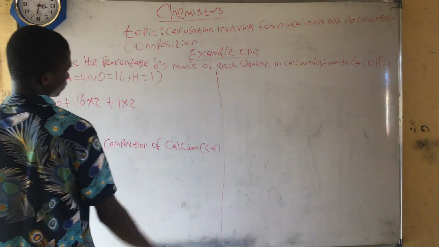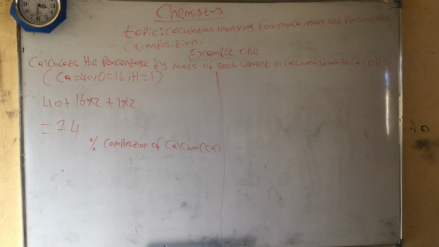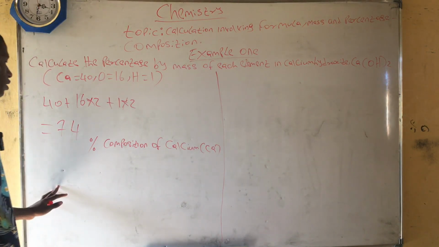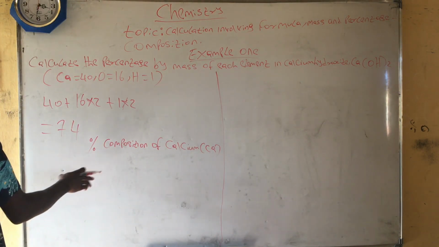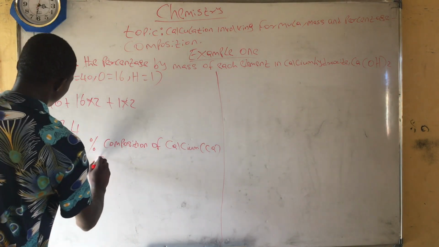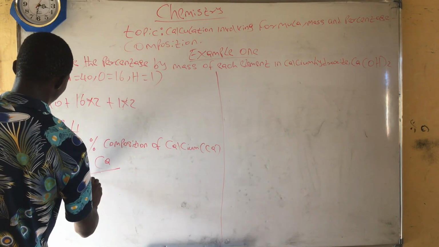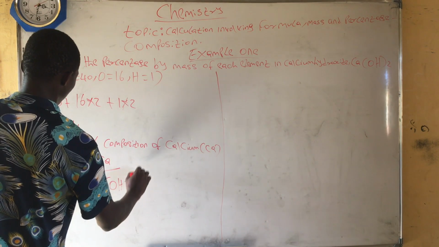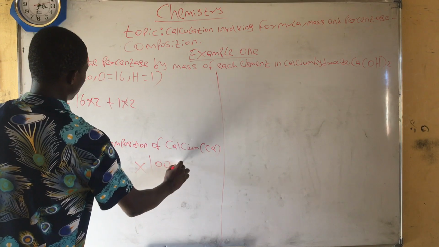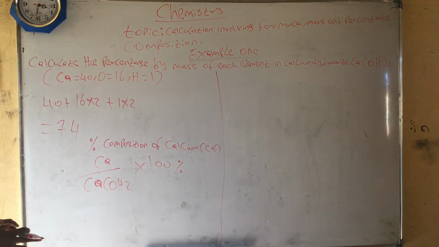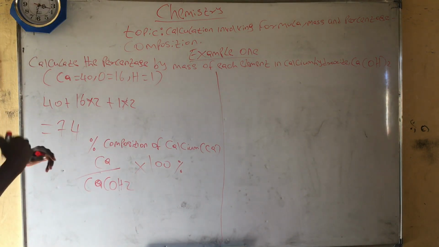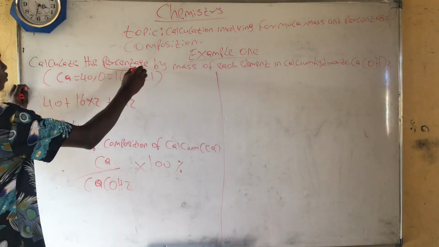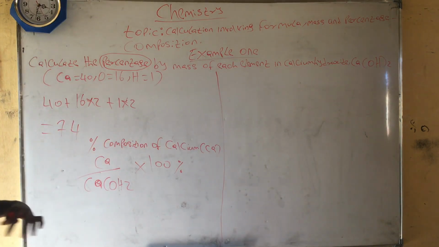Calcium has the symbol Ca. When calculating this, this is the simple formula: percentage composition of calcium equals calcium over calcium hydroxide, times 100. The reason we multiply by 100 is that we are calculating in percent, as they told us to.